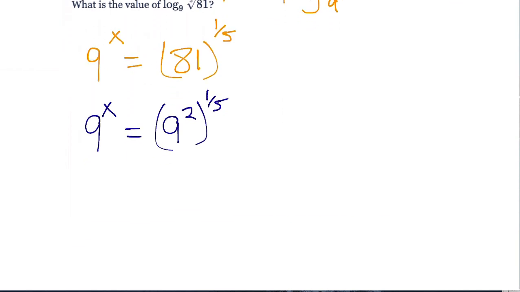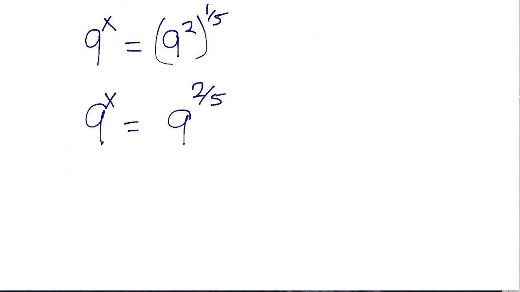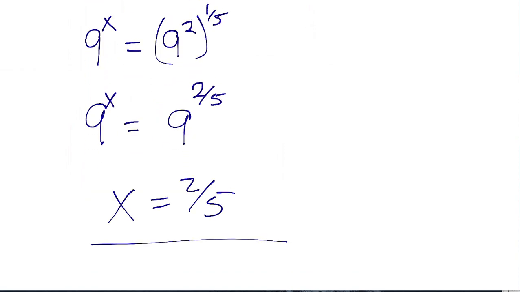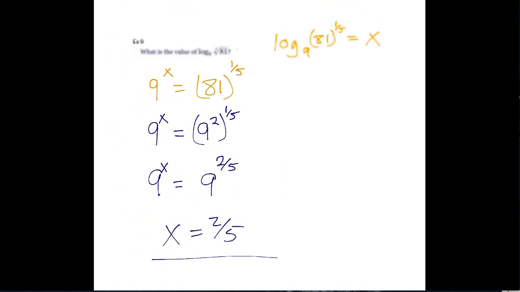Well, think about what we have here. This is 9 to the x. This is 9 to the 2/5. If we think about what exponent rules are, that means x has got to be 2/5. So that's the last problem that I'll have you do. Problems like that. Hopefully that makes sense. Go back and review that if you need to. And good luck. Let me know if you need help.